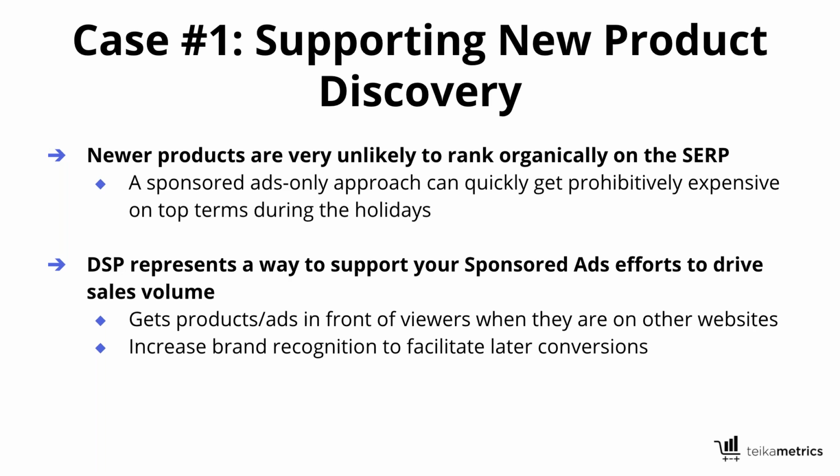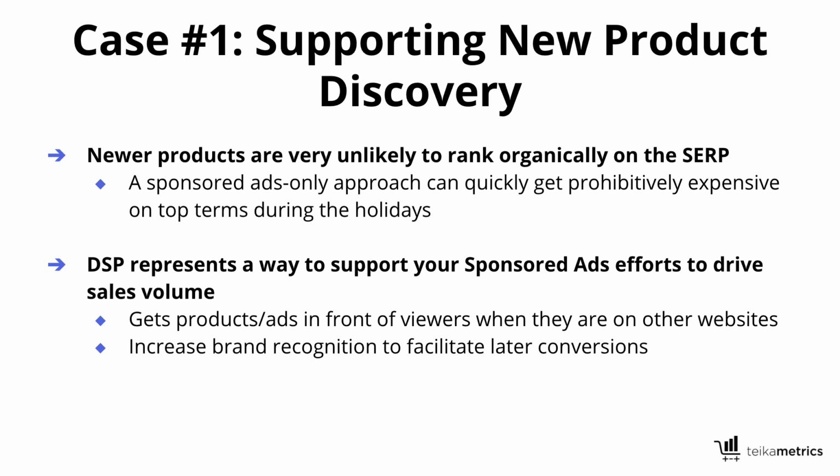It's getting hard to rank on non-branded terms for many different reasons, just more competition, Amazon launching their own Amazon Basics, what have you. It's just getting a lot more challenging. So tapping into an outside source like DSP, or another advertising product that isn't so saturated, is going to help showcase new products and really help get those reviews and ratings up that you all know is so important within the Amazon algorithm. So again, DSP represents a way to support your sponsored ad efforts to drive that sales volume.